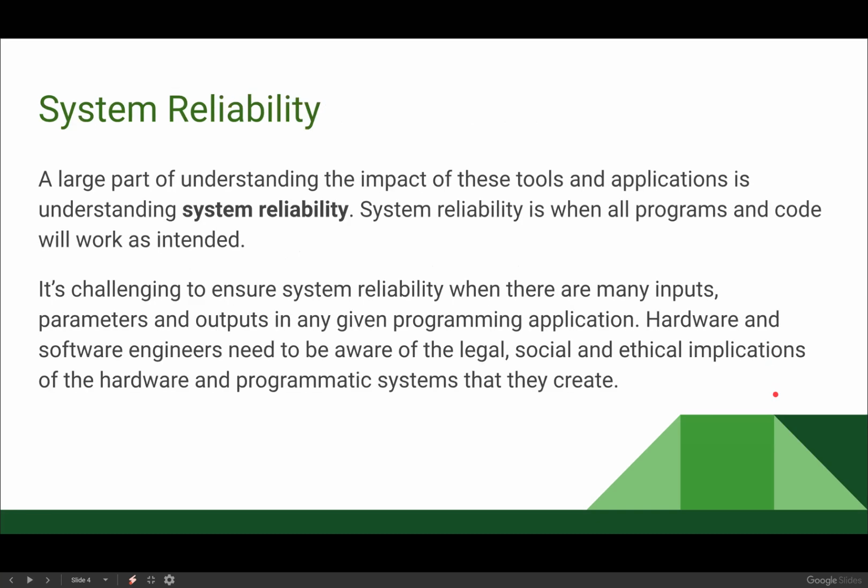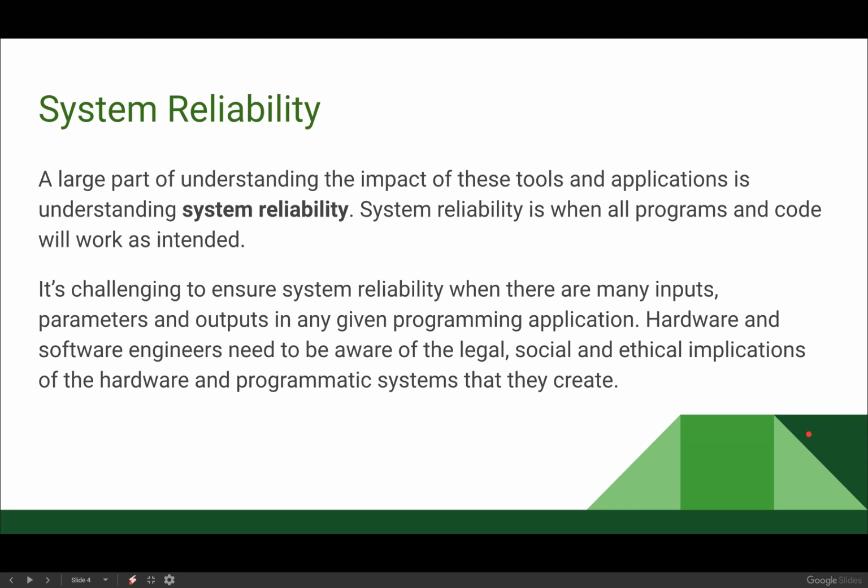So a large part of understanding the impact of these tools and applications is understanding system reliability, which is when things are all working as they're intended to do. Now, as your system gets larger, as your program or hardware accepts more inputs, more parameters, more outputs, it is increasingly difficult to ensure that your system is going to be reliable. So we need to make sure that our programs and our hardware are going to work as they scale up.